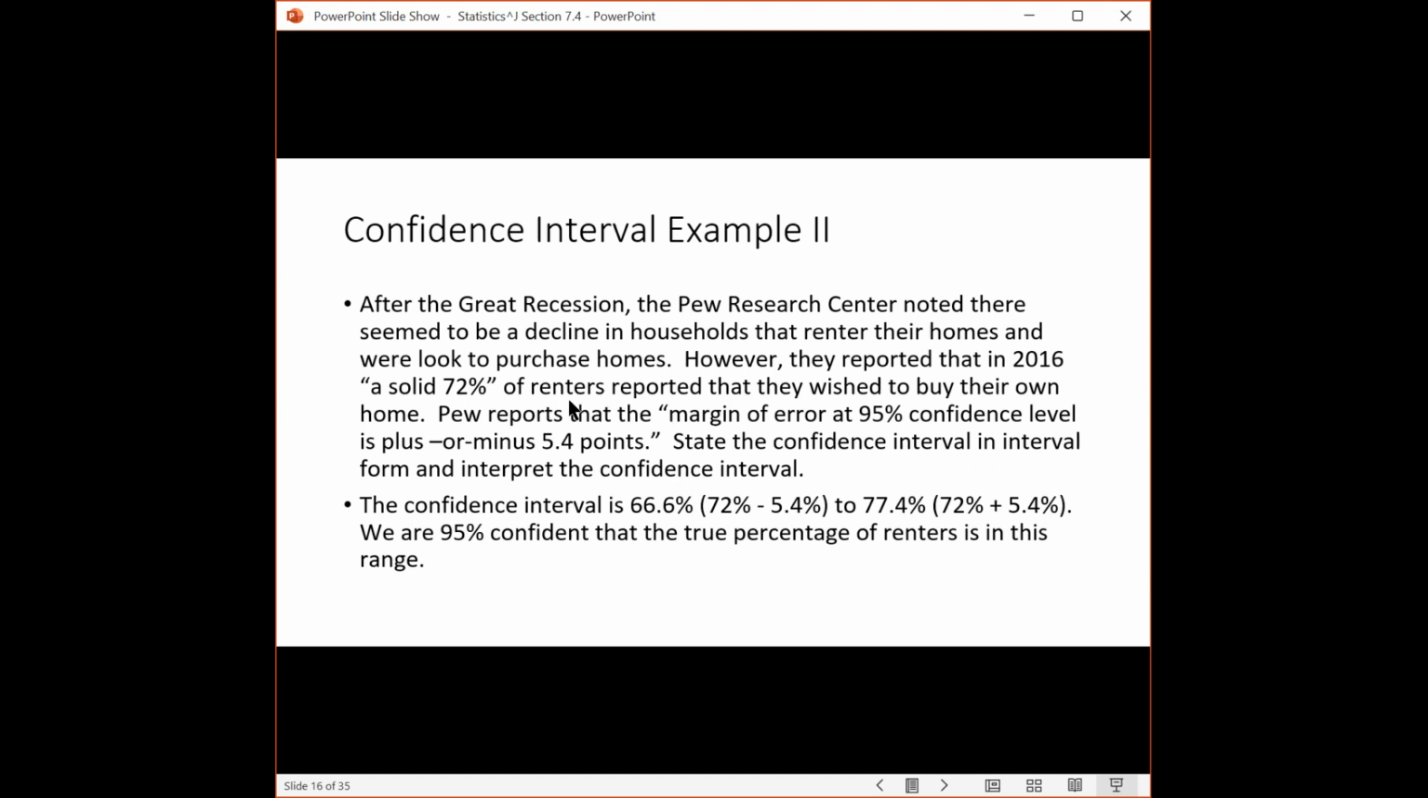All right, and then as far as to interpret the confidence interval, we would say that since we're constructing a 95% confidence level, that means that we're 95% confident, or that there's a 95% probability that the true percentage of renters is in that range.